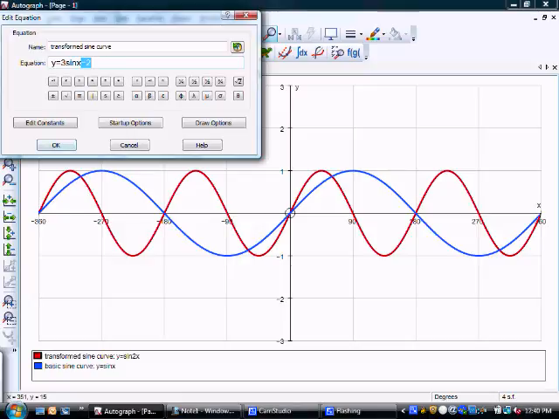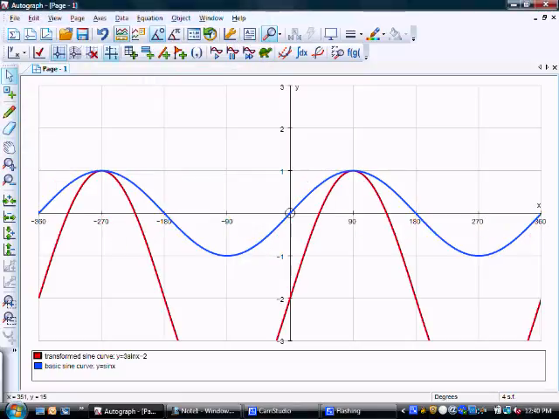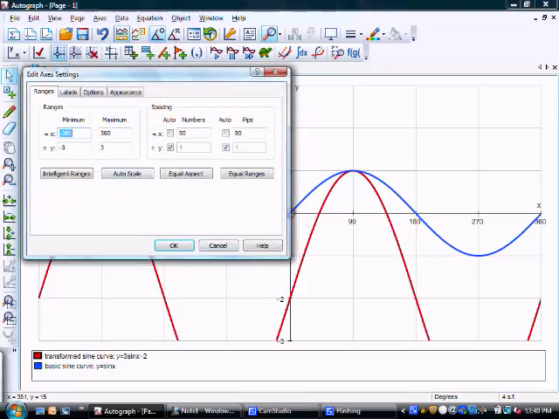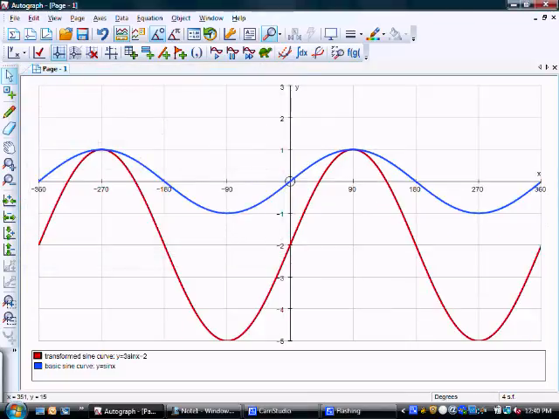If I just graph that, it's gone off there a little bit. I'll just change the axes so we can see that. Just take that down to minus 5. Okay, so we can see the equation is y equals 3 sine x minus 2. So the principal axis now is y equals negative 2. That's where our line of symmetry is.